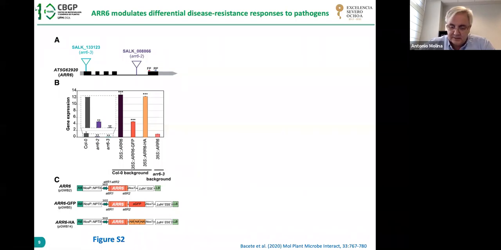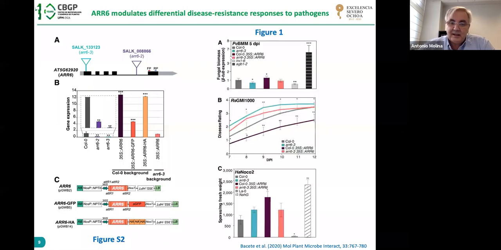These are the lines that we have used in this paper. So we checked the mutants and the transgenic lines with the different pathogens, and you can see the result here. That is figure 1 of the paper. First, in the case of the necrotrophic fungus, we determine the growth of the fungus by analyzing visually the disease rating, but also by determining the fungal biomass through the level of beta-tubulin expression from the fungus. You can see here that the wild-type plant, Columbia, has this level of fungal biomass.